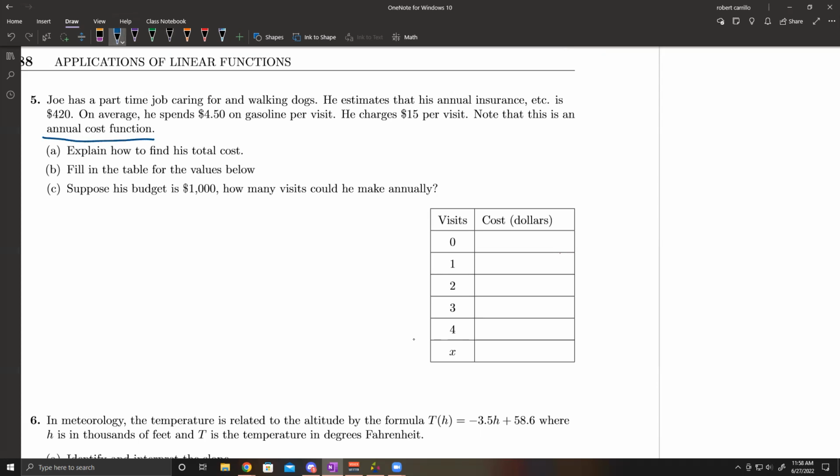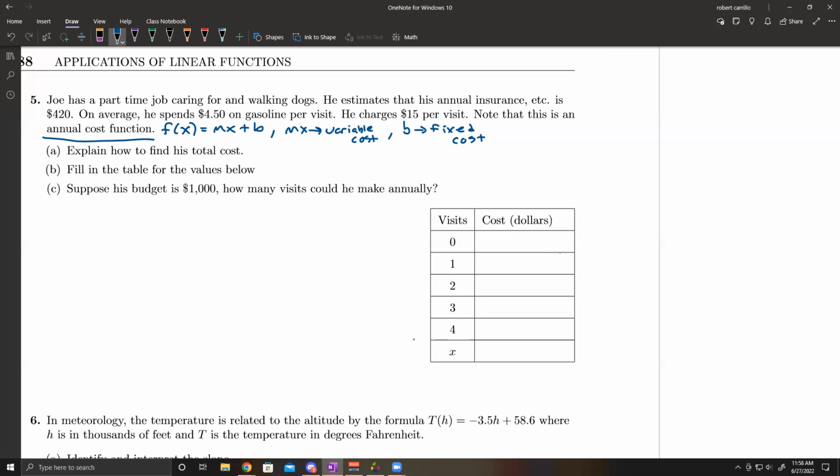And for our cost function, I'm just going to rewrite it again. It's going to be in the form of f of x equals mx plus b, where, since this is a cost function, mx is your variable cost, and b is your fixed cost. And like I said, we label these differently depending on the problem we're given. The last one was a salary problem, so it was variable salary, fixed salary.